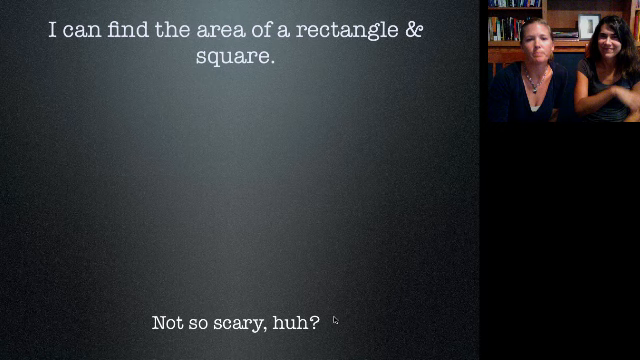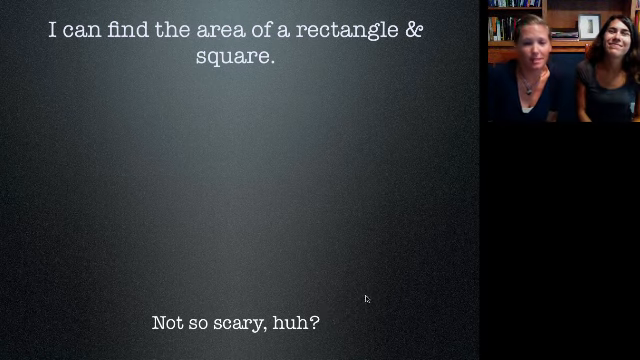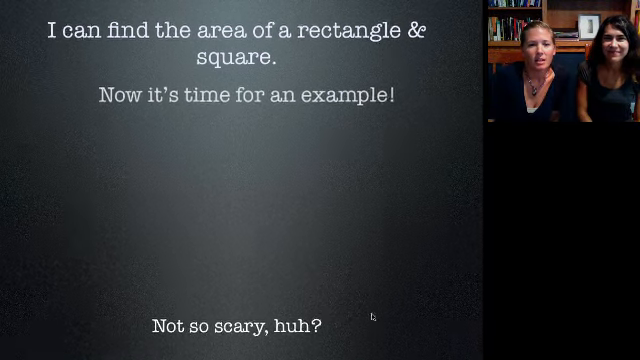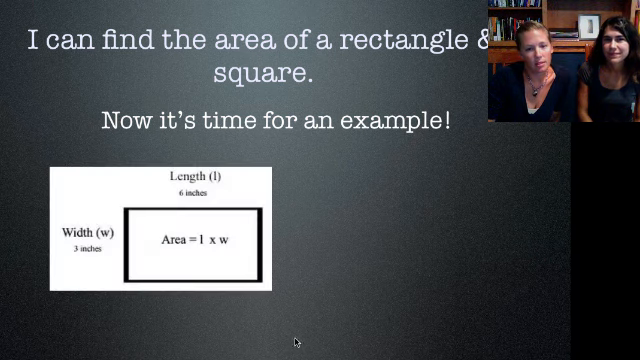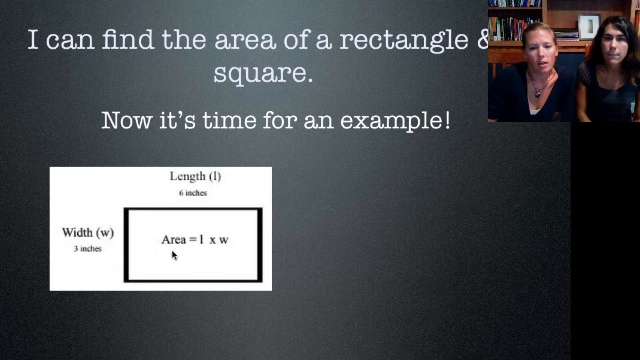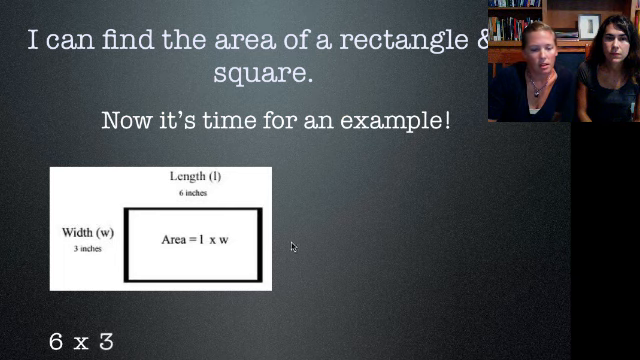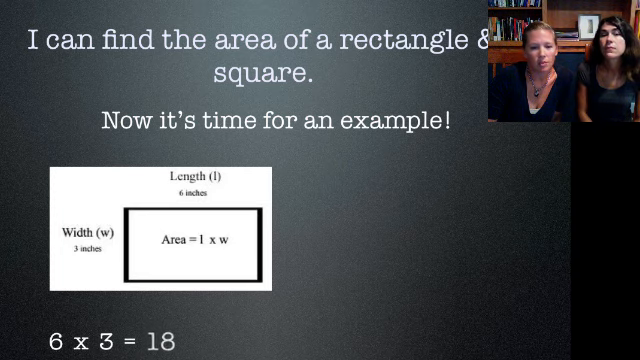All right, let's try another one. So that's not so bad. Let's see if we can get another one solved. In this case, we have another rectangle, and we have the equation right in here for you in case you forgot. We've got our 6 inches and our 3 inches. Our length is 6, our width is 3. So again, the equation is length times width, so my length is 6 times my width of 3. If I multiply 6 times 3, I get 18. So my area is now 18.